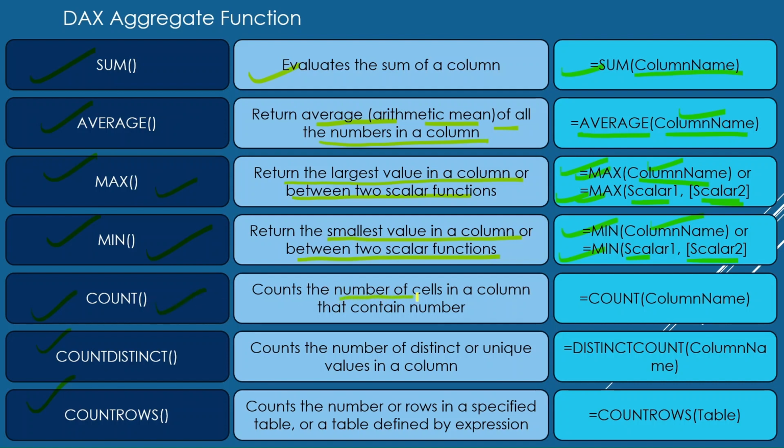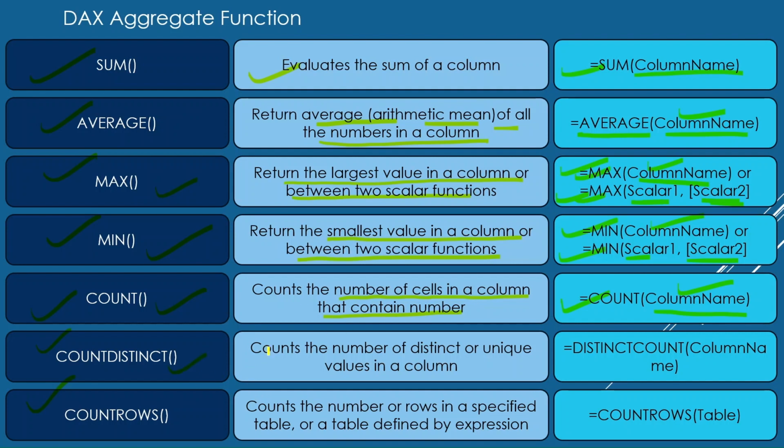Another one is count. It counts the number of cells in a column that contain numbers. So suppose we want to figure out the total number of records available in a particular column, then we need to use count. What is the signature of the count function? Count, and it takes the column name. So Power BI will look into the column which is provided here, and it will count all the records present in that column.